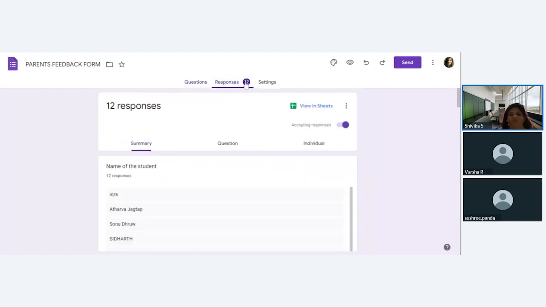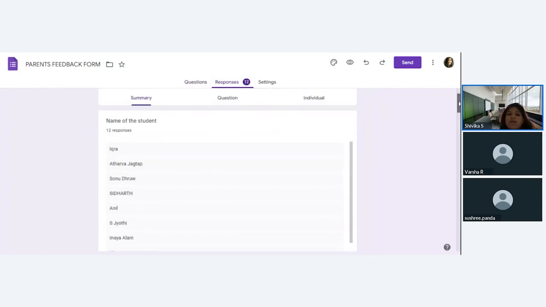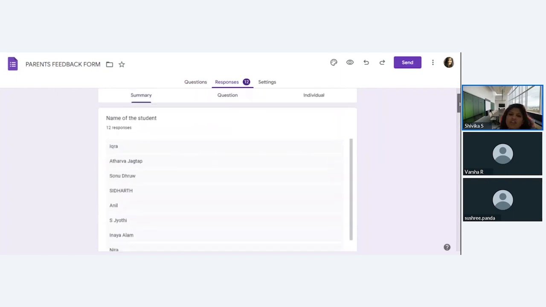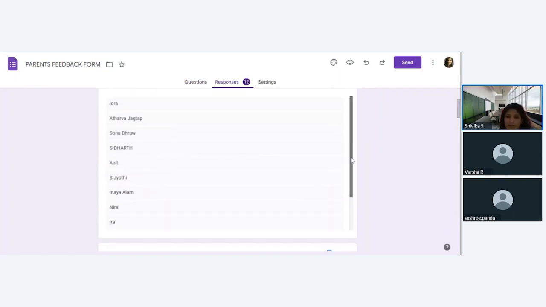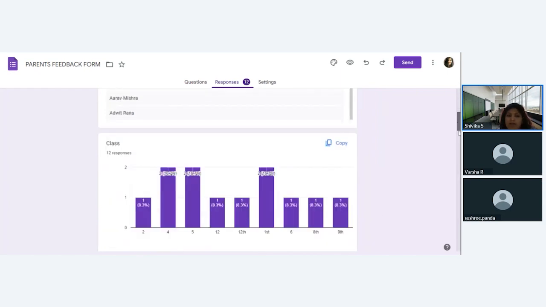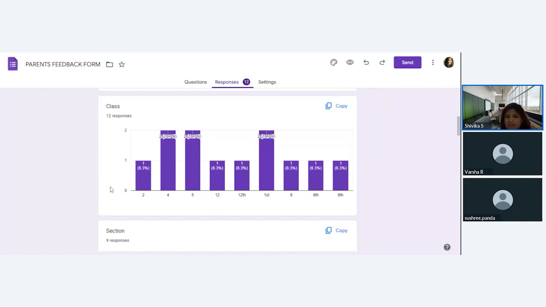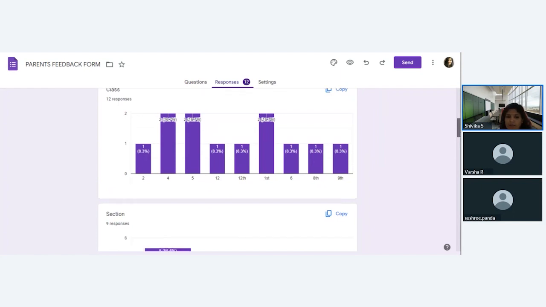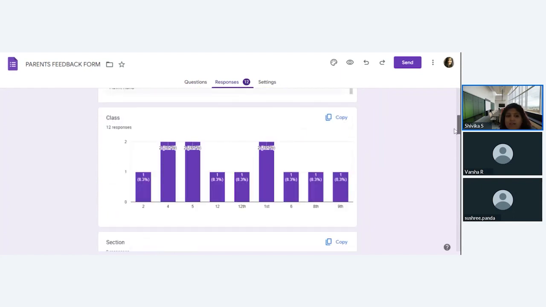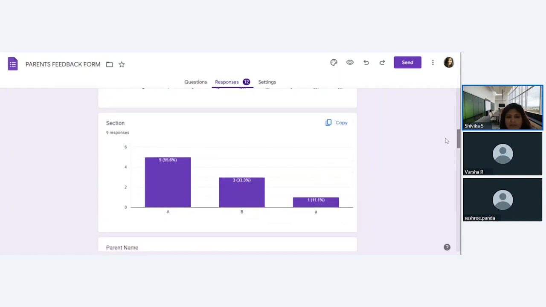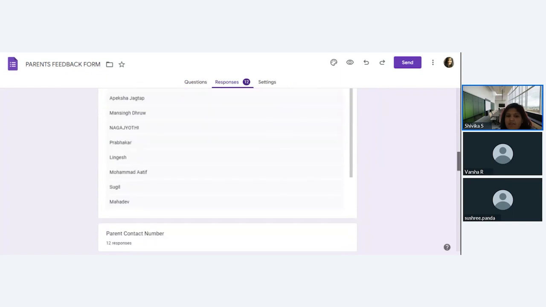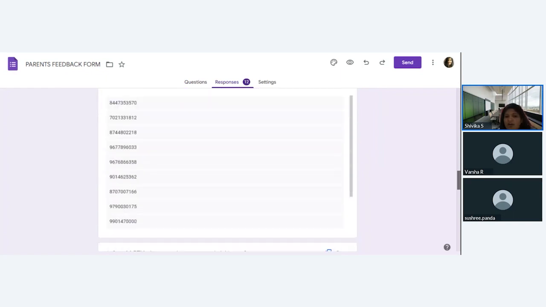As I said, you can create a sheet here and it will show you responses in a sheet format. But you'll also get to see an automatically generated report here. Here we have filled some dummy data. You can see that 12 responses are filled, and these are the grades, these many parents have filled the form, from these sections, from this grade. These are the parents. This is the parent contact number.